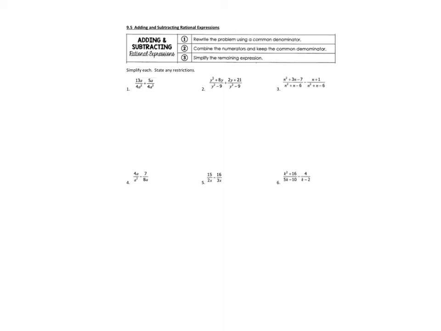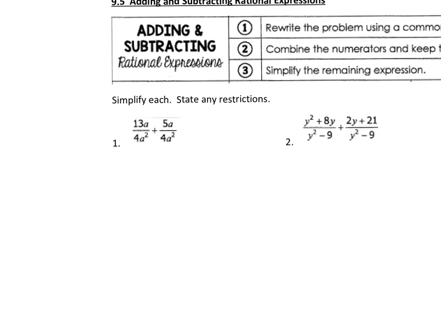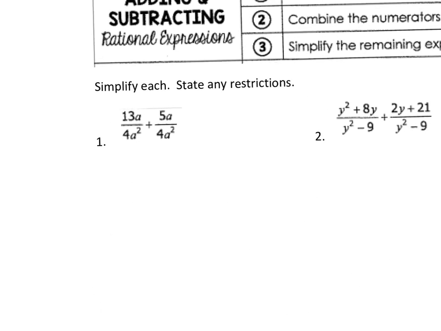When you add and subtract rational expressions, you just want to make sure that you get a common denominator, just like you do with a regular fraction. So once it has a common denominator, as in this case, you can just add the numerators. So 13a plus 5a is going to be 18a, and then you need to keep the denominator the same. And after this, you're going to want to simplify it.